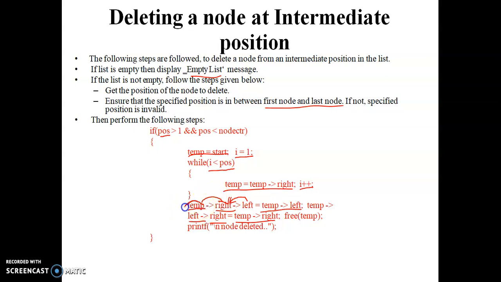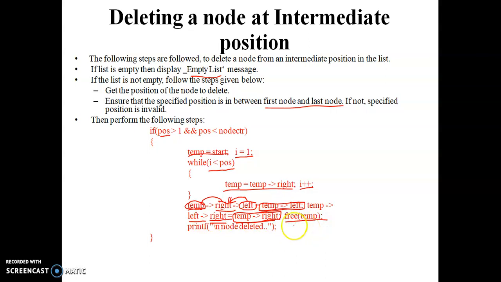So temp is, say for example, our 20 node. 20 node right is the 30. For the 30 node, the previous node pointer is the left, so that is assigned with the temp of left. Temp of left is the 10 node. That address is assigned to its 30 node left. And then temp of left is the 10 node. 10 node right is the 10 node next, that is assigned with the temp of right, that is the next node of the temp node. That is 30 node. 30 node address is assigned as next node of the 10 node. So now free the temp variable.